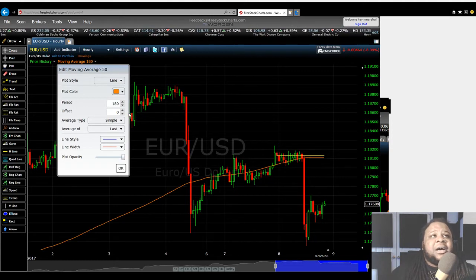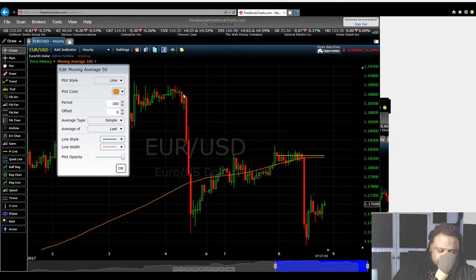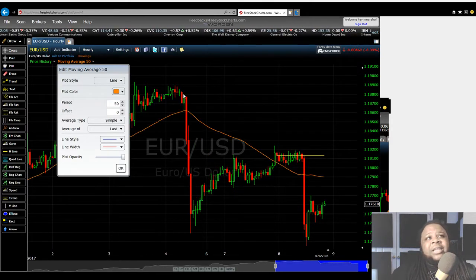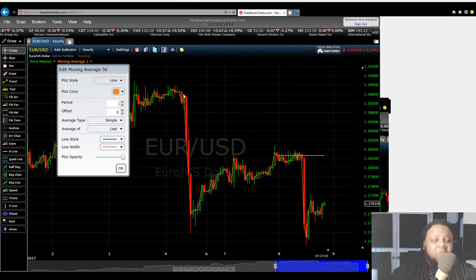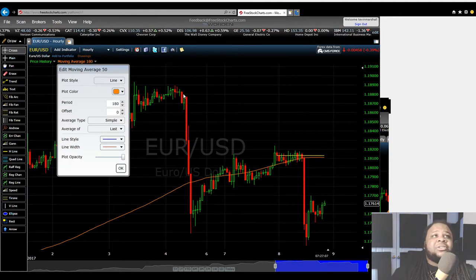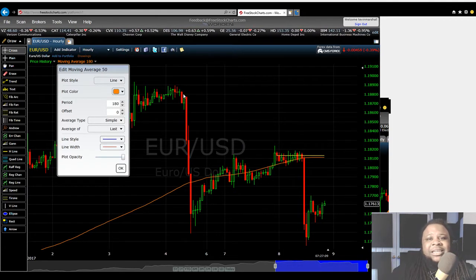This is my next suggestion. And you see how it just switched. When you had it on the 50, it was showing you over the last 50 bars, but 180 is showing you over the last 180 bars. And you guys see the difference in the trend.